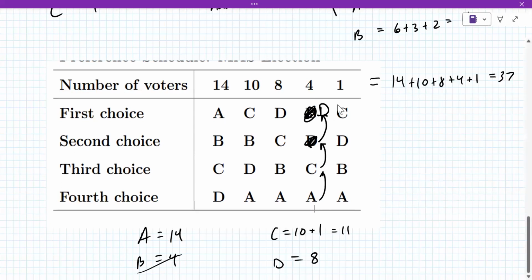All right, so now your new calculation is, okay, A was 14, but we're going to add the D. The D is now plus 4, which is 12. But still, we don't have a majority. So the one with the lowest number of votes, which is C, they get knocked out, and then B gets brought up, and then D gets brought up. So you have a B in this position and a D in this position.